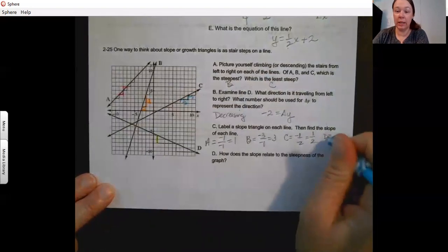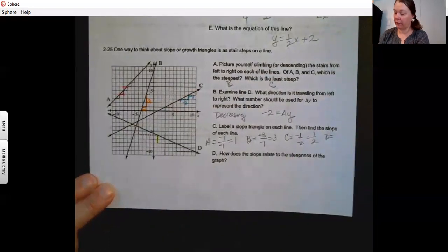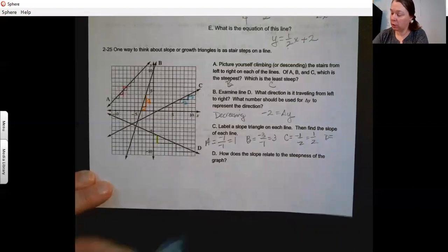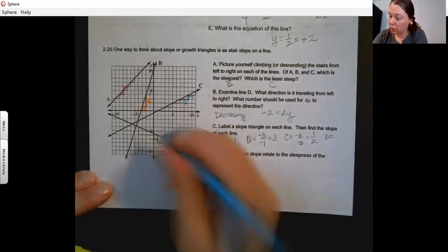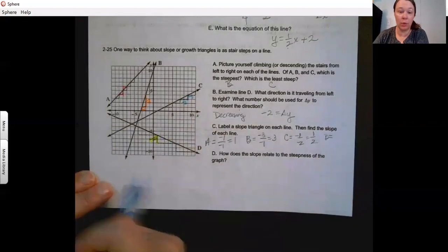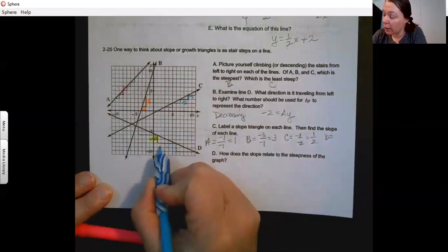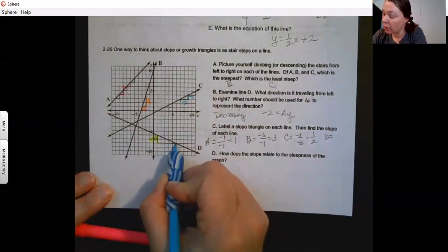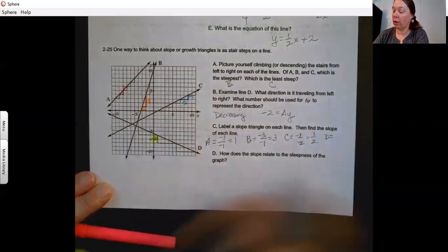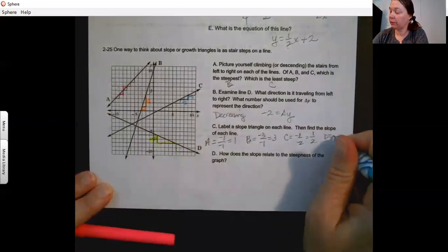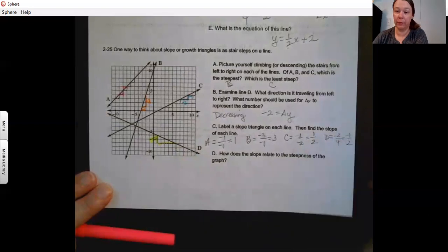Okay, and then for line D, we already talked about how we're going down 2, so my delta Y is -2. And then I'm going 1, 2, 3, 4 to the right. So if I'm going to the right 4, so -2 over 4, it would be -1/2.